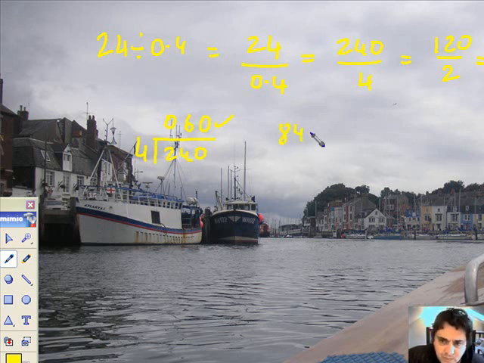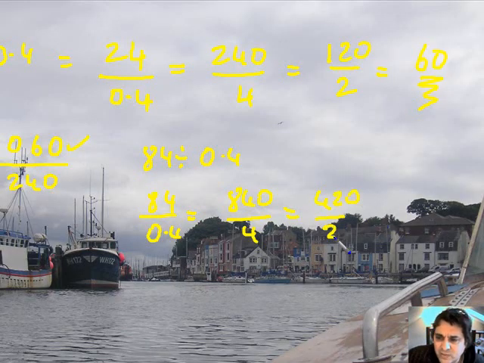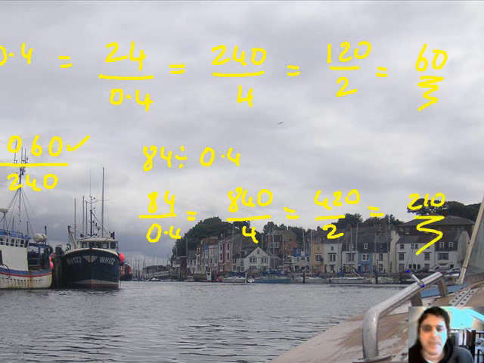84 divided by 0.4 again as it goes. So let's write it properly. 84 over 0.4, best known as 840 all over 4. Halve it down because we can. 420 over 2. What's that? Halve it down again because we can. 210 over 1. 210. Dead easy.